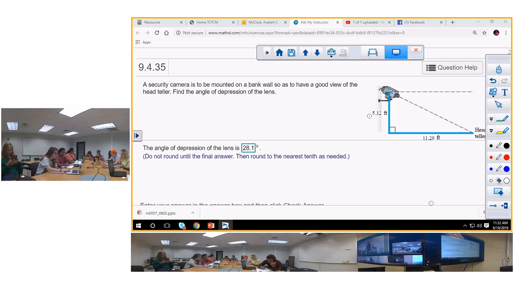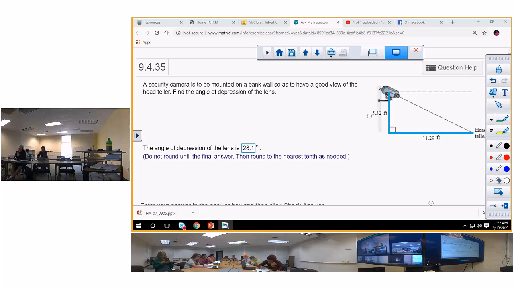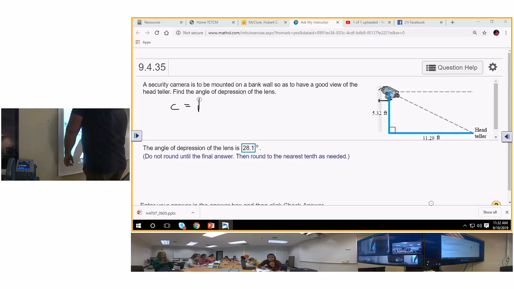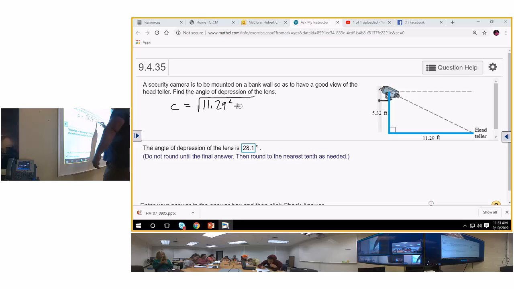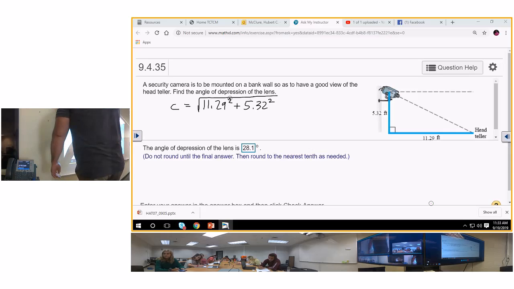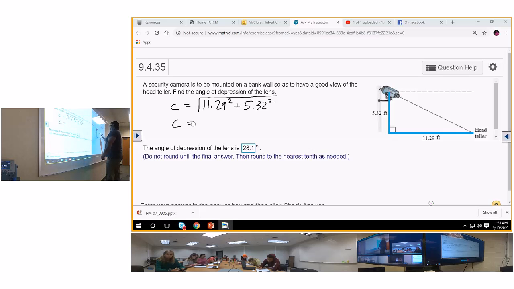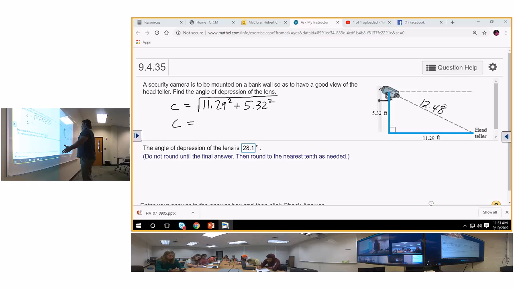So, somebody take your handy dandy calculator and give me C, the square root of 11.29 squared plus 5.32 squared. So somebody do that for me so I can go ahead and fill that out. I got 12.48. Somebody get 12.48? Okay. So now you have whatever you want.